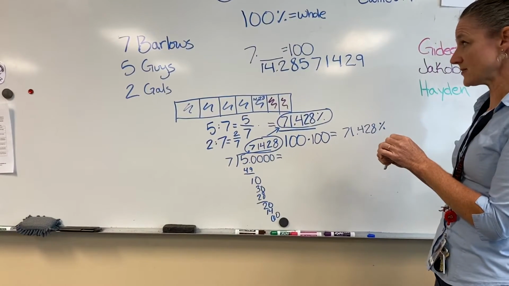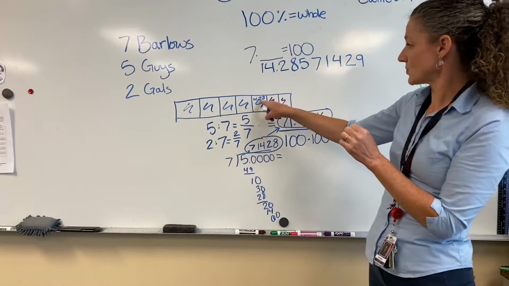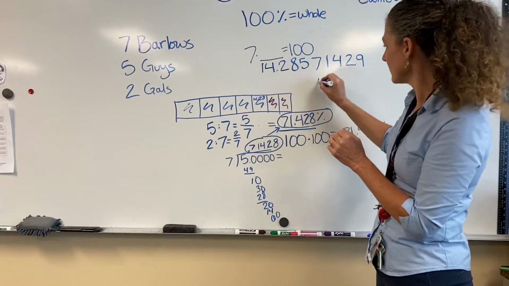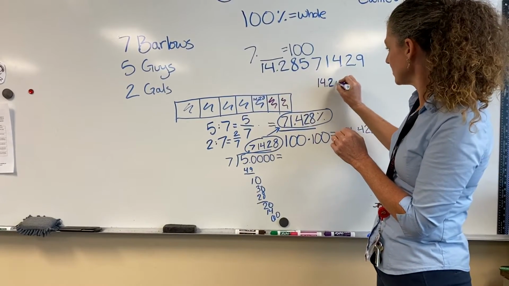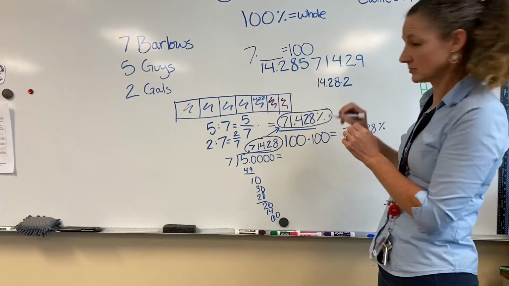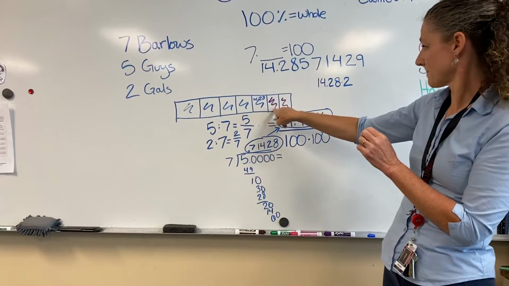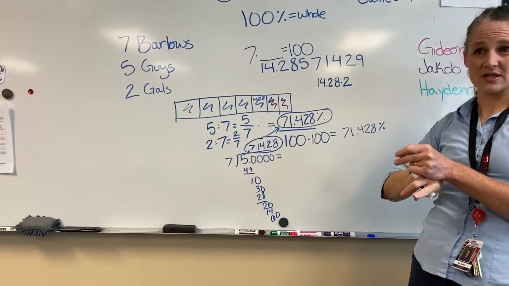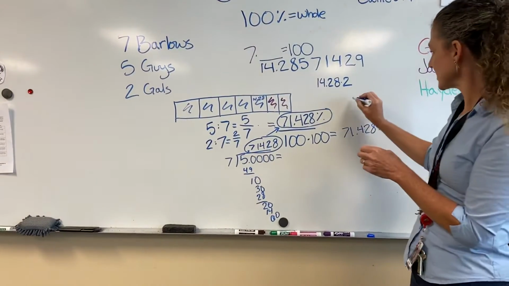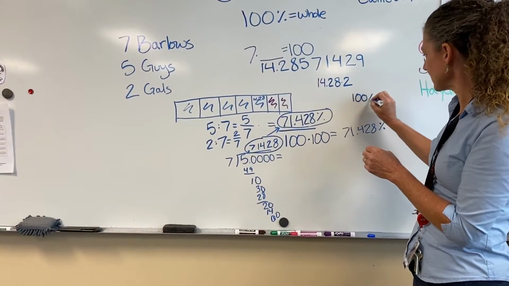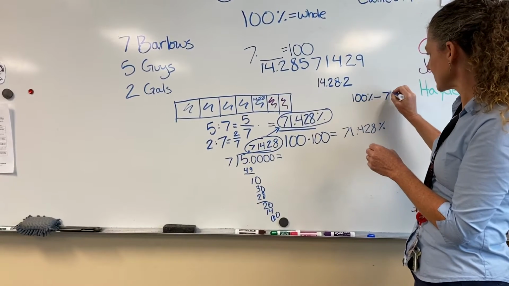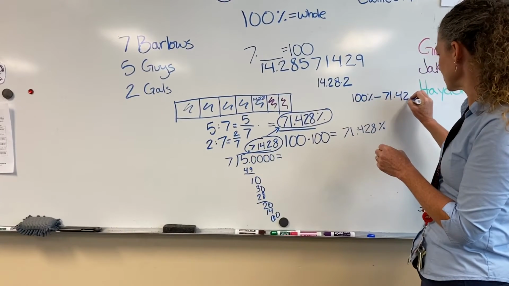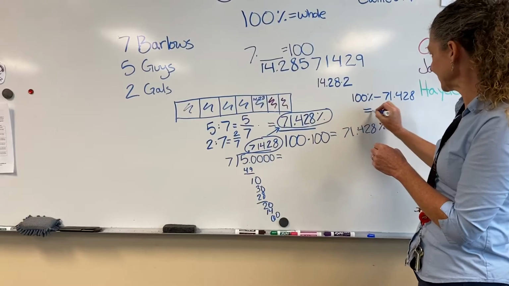It's not 14 times 2 though, because each one of these wedges is 14.28. It'd be 14.28 times 2. Right. Which is 28.56, which is why I'm letting you use a calculator, because sometimes these numbers get hairy. Or I could say 100% minus 71.428. And what does that equal?